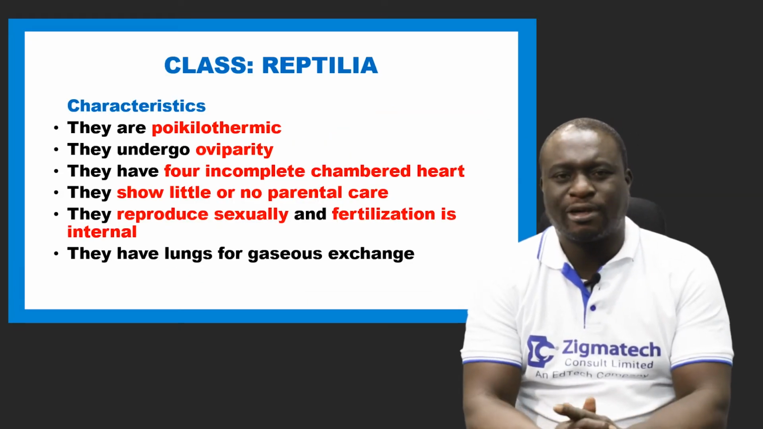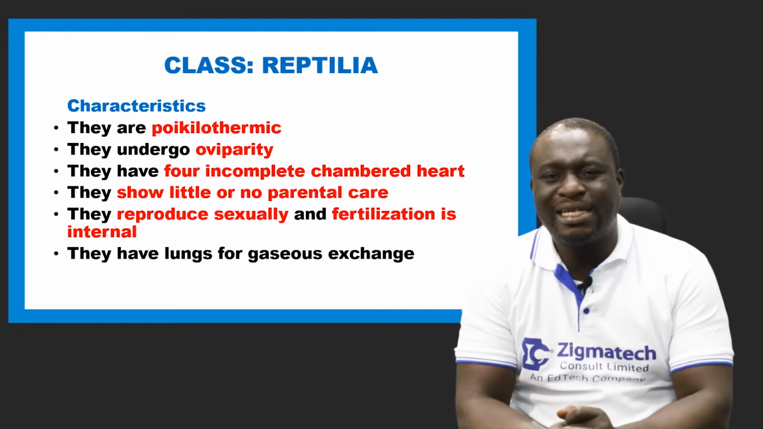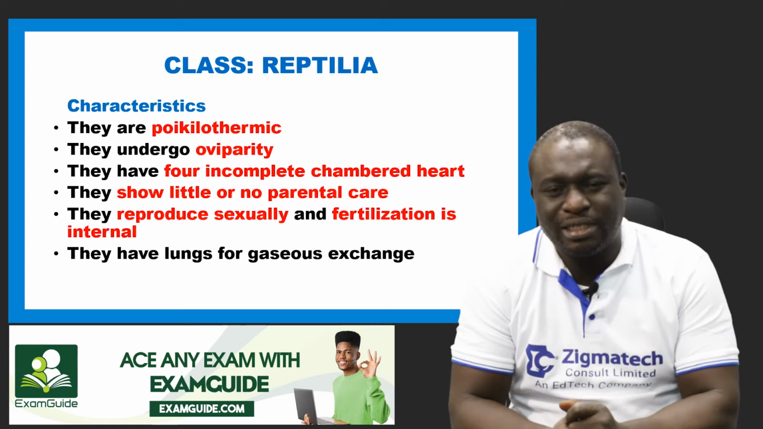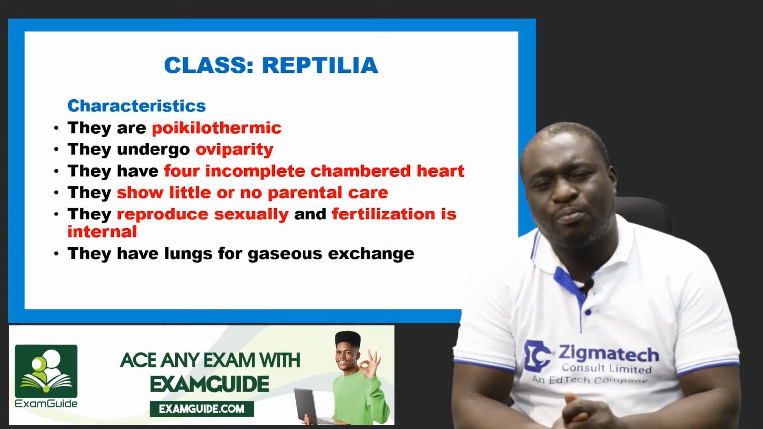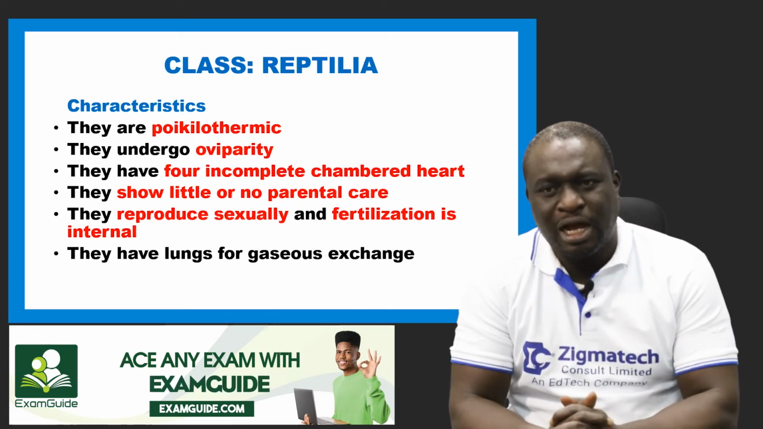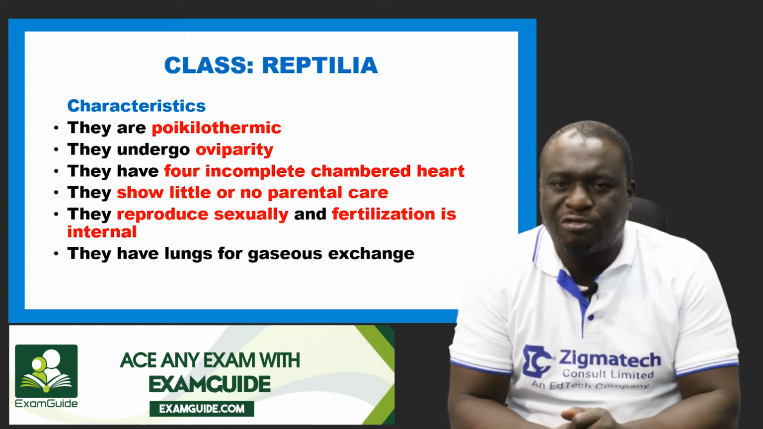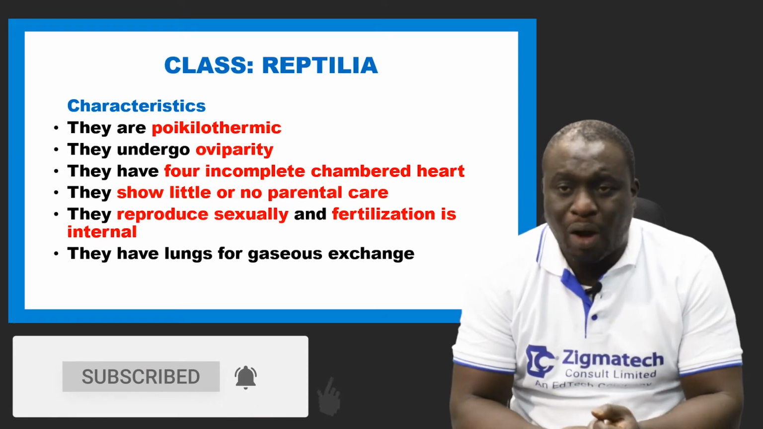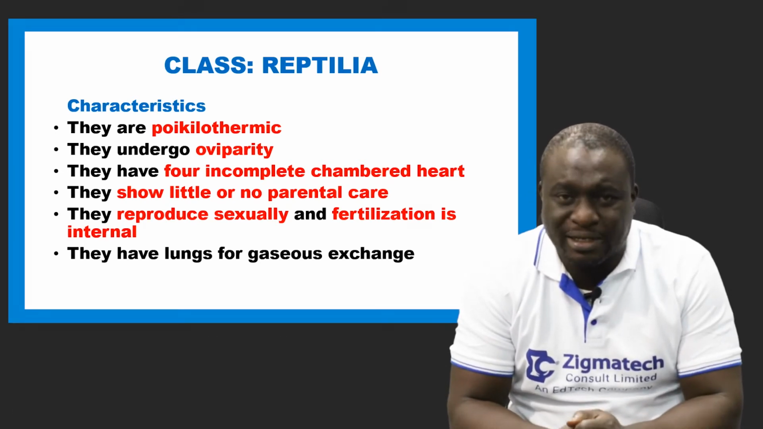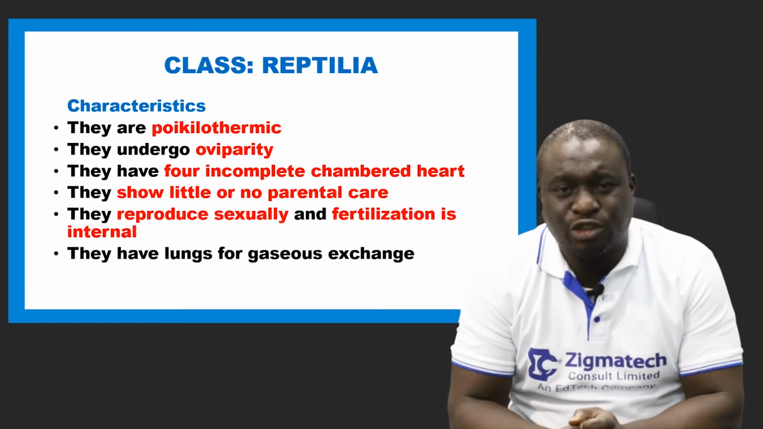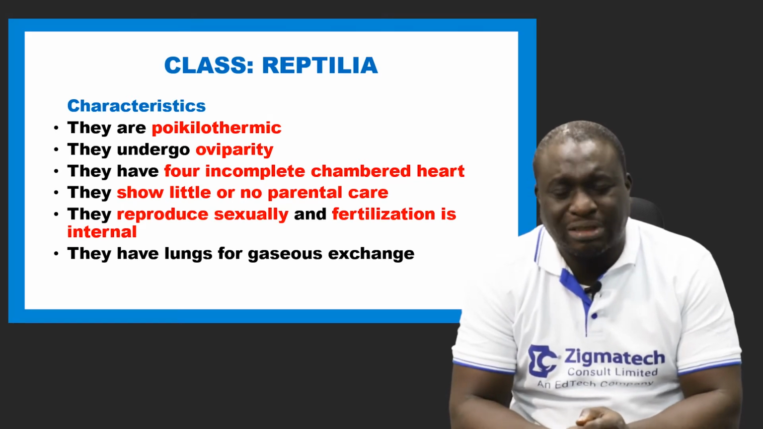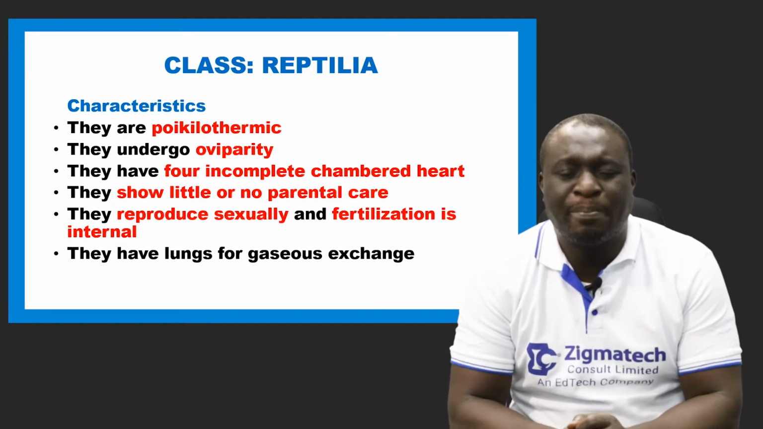Next, in terms of class, is Reptilia. This is the fourth class, Reptilia. Now, Reptilia, they also possess several characteristics. Like I said before, take note of the words highlighted in red color. Now, number one is that they are poikilothermic.